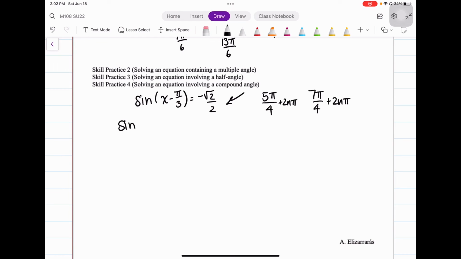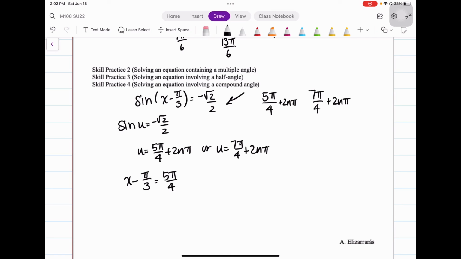This is the same thing as the sine of u equals negative root 2 over 2. Then u would be 5 pi over 4 plus 2n pi, or u equals 7 pi over 4 plus 2n pi. But u is equal to x minus pi over 3, so you need to set x minus pi over 3 equal to the right side. So x minus pi over 3 equals 5 pi over 4 plus 2n pi. And then you have to find what x is. So you wind up isolating the x that's inside that compound angle, which means you add pi over 3 to both sides of the equation.